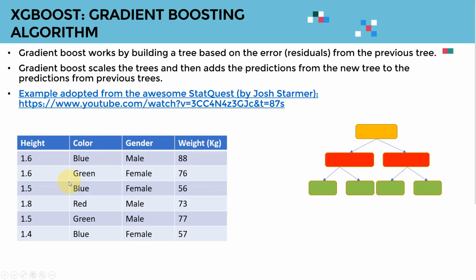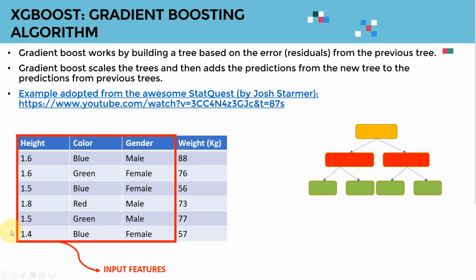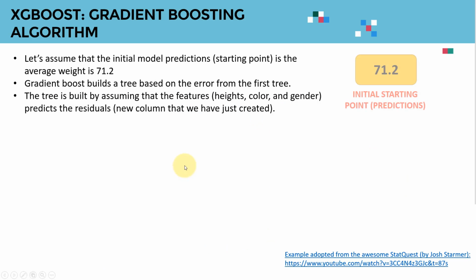Let's assume that here I have height, I have my color, I have my gender, and these are the independent variables. These are the input features. And what I'm trying to do is predict the weight. That's what I'm trying to predict, okay? So basically, this is a prime example of a regression-based problem in which I'm trying to predict a continuous numeric output, as you guys see here.